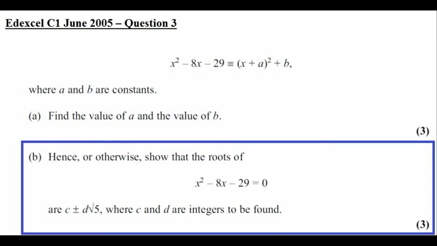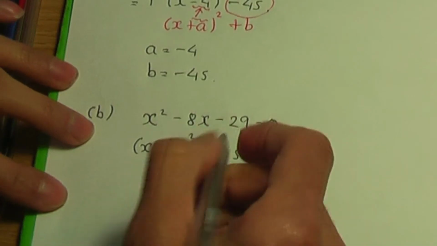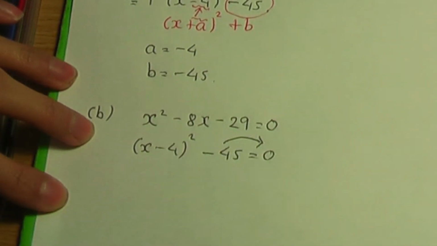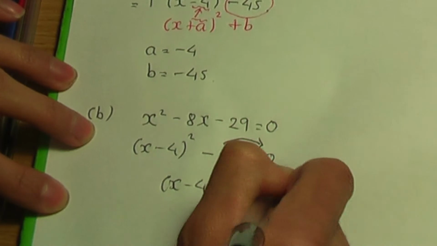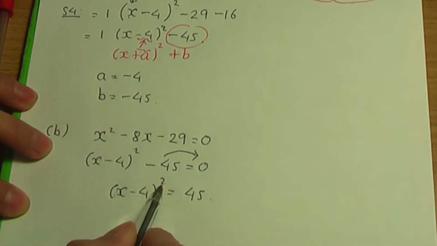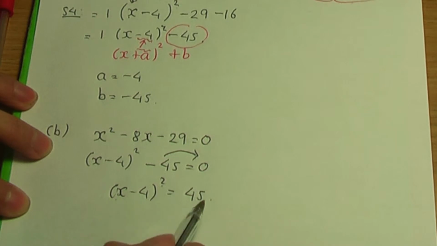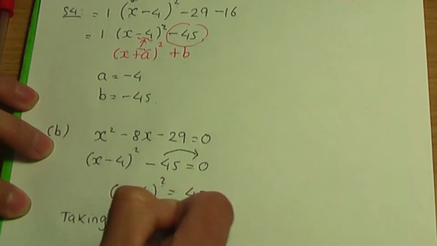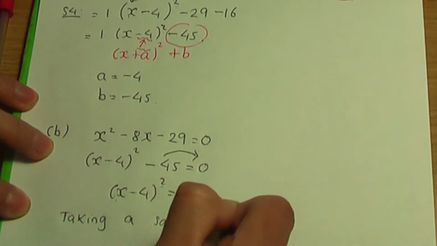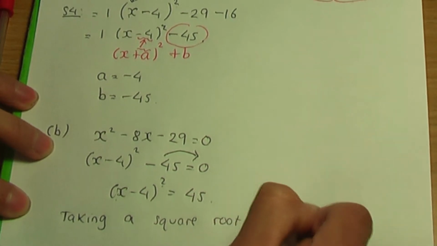So if we go back to the question quickly, all we need to do now is to find the roots of this quadratic, meaning we need to find the solutions to this quadratic. So if we go back to the paper and pen, let's rearrange for x. So first, let's take that -45 to the right to give us (x - 4) squared, and that is +45. To get rid of this square, let's take a square root on both sides.